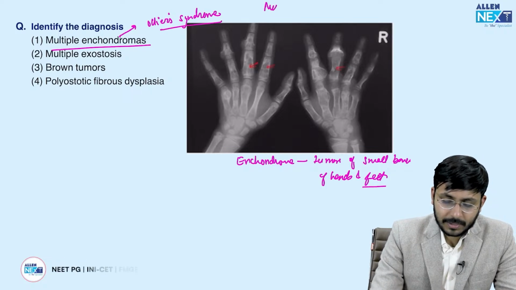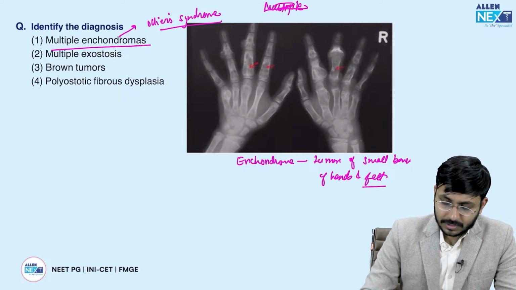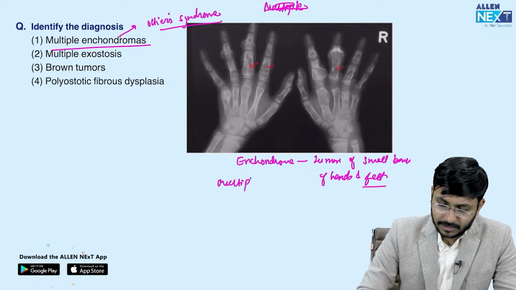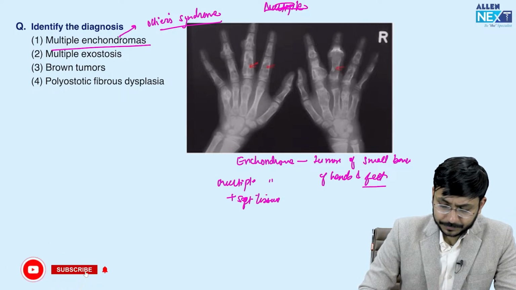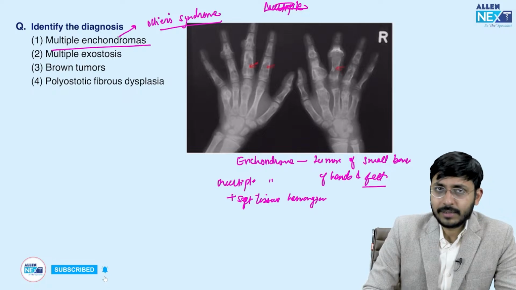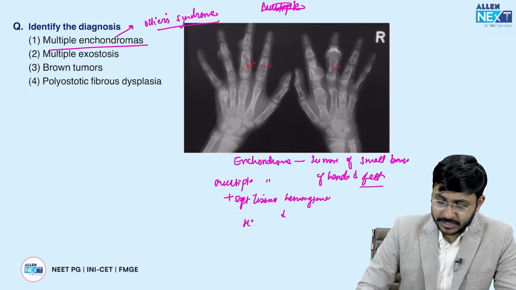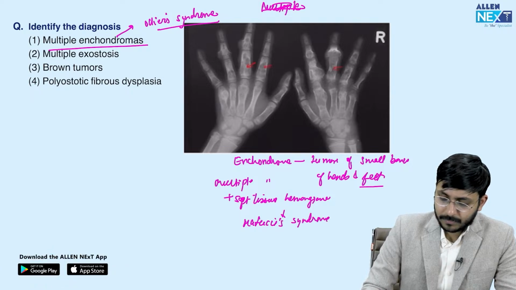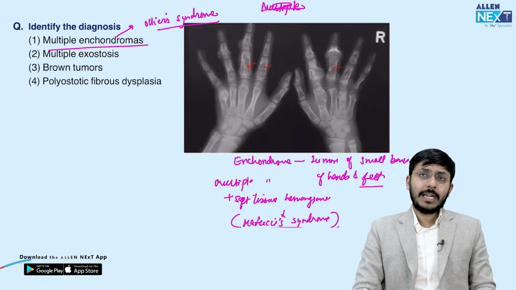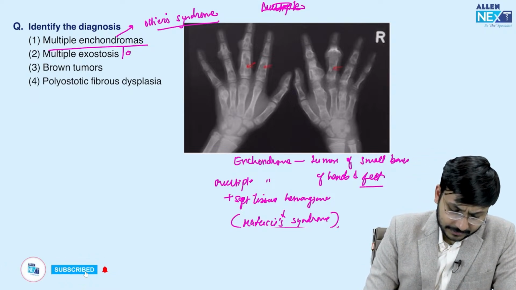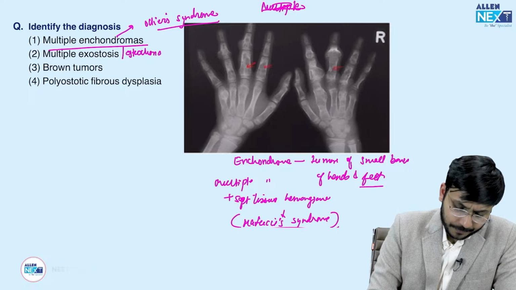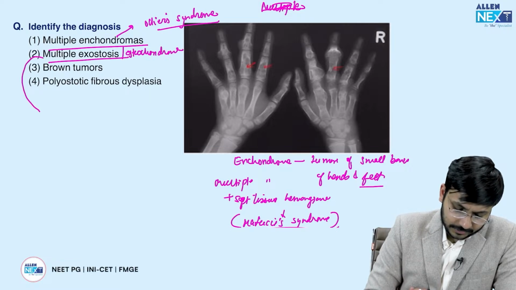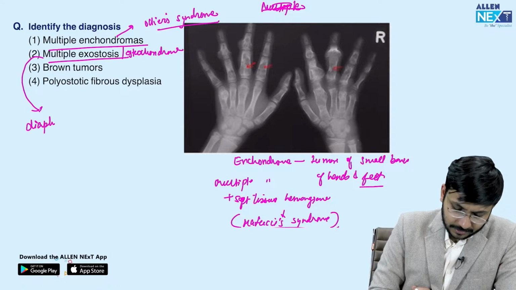Now if there are multiple enchondromas plus soft tissue hemangiomas also, then which is that syndrome? That is your Maffucci's syndrome. Correct? Now multiple exostoses. What are exostoses? These are osteochondromas. And what is this syndrome known as? This is known as diaphyseal aclasis.